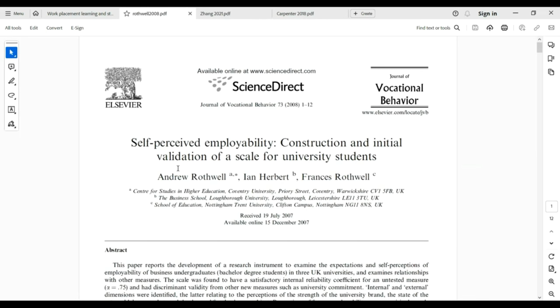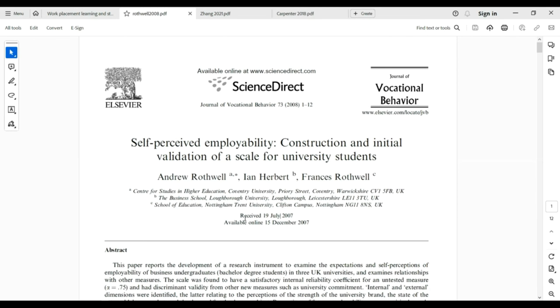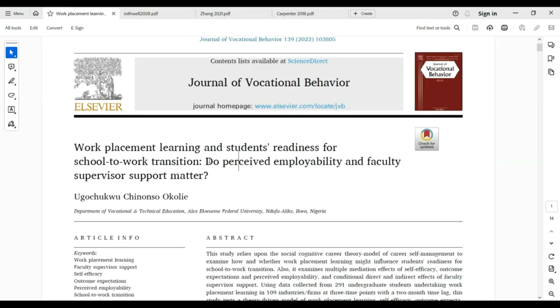Let me also show you another one. This is Self-Perceived Employability, Construction and Initial Validation of a Scale for University Students. If you are researching in the area of perceived employability, student commitment, ambition, students' learning ambition, as the case may be, you may want to check out this particular paper by Rothwell et al. 2007.